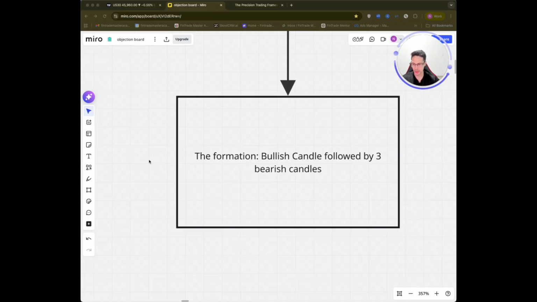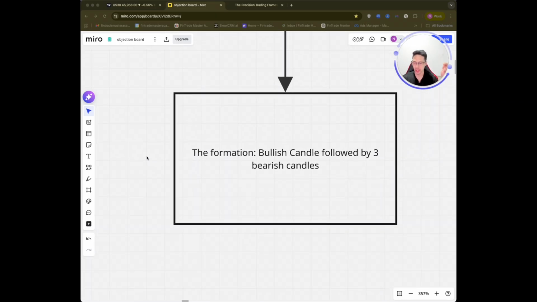Well, this is the formation of the candles. You have a bullish candle followed by three bearish candles, right? So let's say that one more time, and you should be writing this down. Have a pen and paper with you. The formation is one bullish candle followed by three bearish candles, right?